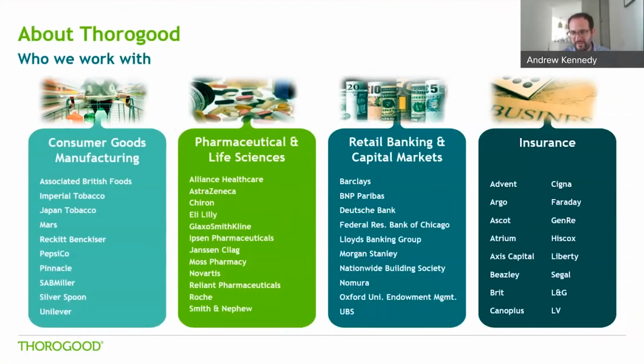We work typically in four key verticals. So the examples that I'll give today probably come from some of these. So that's consumer goods and manufacturing, pharmaceutical and life sciences, retail banking and capital markets, and insurance. So we work across those. We also work with organizations that don't fall neatly into one of those categories, where there are applications that overlap with them. But typically, these are the types of organizations we work with.